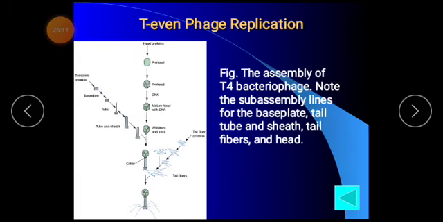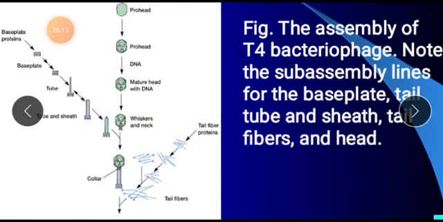So T phage replication, we can also use this figure to explain more about it. The assembly of T4 bacteriophage, and the sub-assembly line for the base plate. So tail tube and sheath, tail fibers and head. These are the parts that are likely to be formed in the process of the complete development, or complete replication, of the T4 bacteriophage.